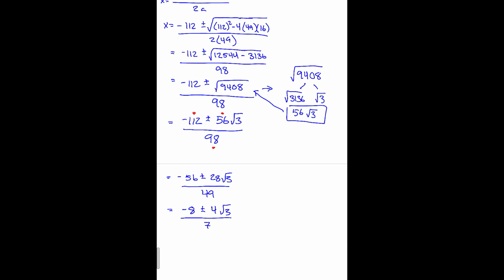So your final answers, because you can't reduce these any further since 7 is a prime number and nothing else will go into 7, can actually be negative 8 plus 4 square root of 3 all over 7 and negative 8 minus 4 square root of 3 all over 7. And that is actually the same answer you would get if you were to do the square root method at the very beginning. So as always, let me know if you have any questions of any kind. This is a different way to go about solving this type of problem, but regardless, we still ended up with the same answer.